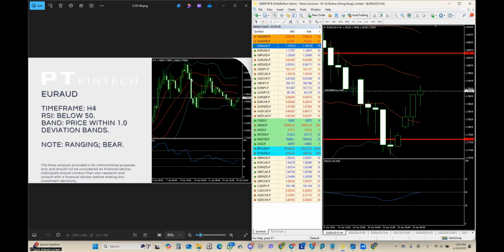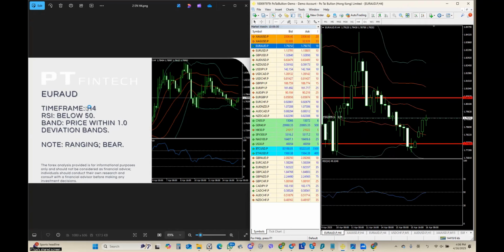All right, so based on H4, what do we see? We see that RSI is below 50. Okay, it's around 50, we should actually say that it's right at 50, if anything. And then the dual Bollinger bands, prices are within the 1.0 deviation bands. Yes, it is, and it's below MA20. So the note says that it's ranging and more bear. I could see that it could be more bear.